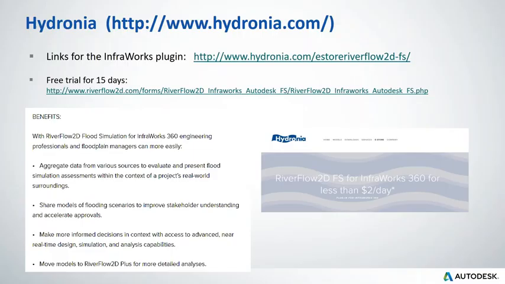Okay, for those of you who are interested to know about Hydronia and the partnership between Autodesk and Hydronia, this is the website, and this is the name of the company. You're actually able to download a free trial version of their software, which is Riverflow 2D, which works inside of InfraWorks. This 50-day trial is for free, after which you have to subscribe for their license, and the license costs less than $2 per day. So if we're talking about a year, you're probably going to pay around $700 or less for this simulation capability to be available within InfraWorks.